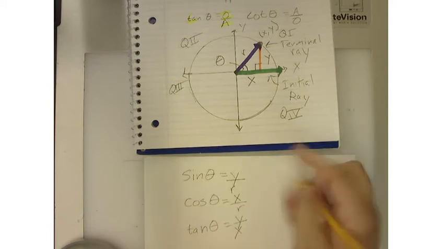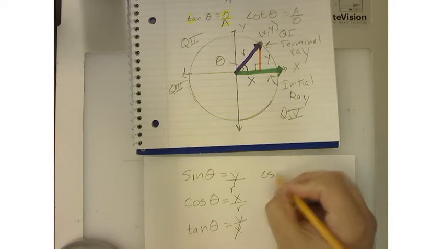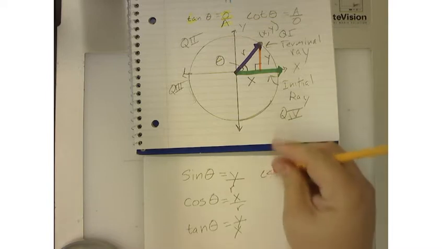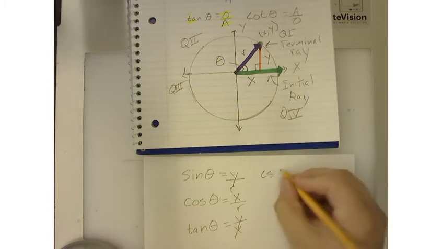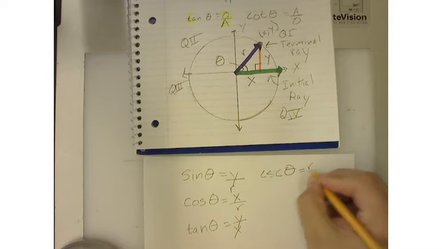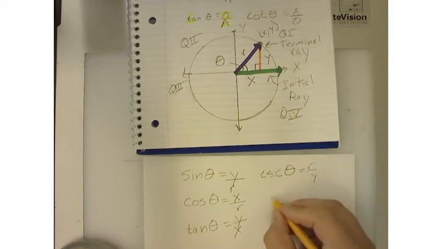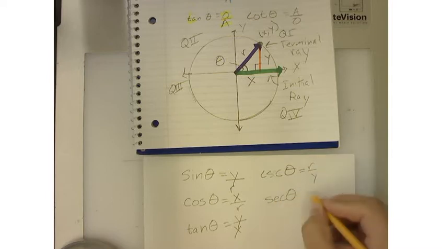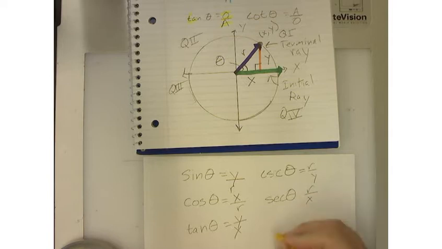And then our corresponding reciprocals: cosecant of theta would be equal to r over y. Secant of theta would be r over x, and then cotangent of theta would be x over y. Okay? And that's important.